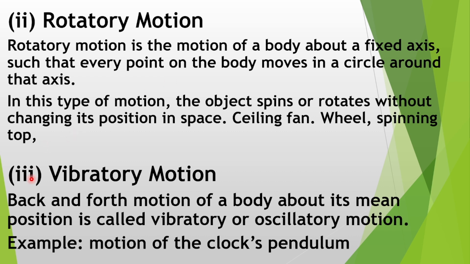Vibratory motion. A back and forth motion of a body about its mean position is called vibratory or oscillatory motion. For example, the motion of a clock pendulum. So, for vibratory motion, there must be a mean position and the body is moving back and forth from this mean position.